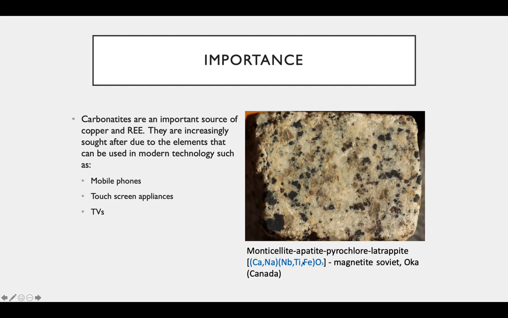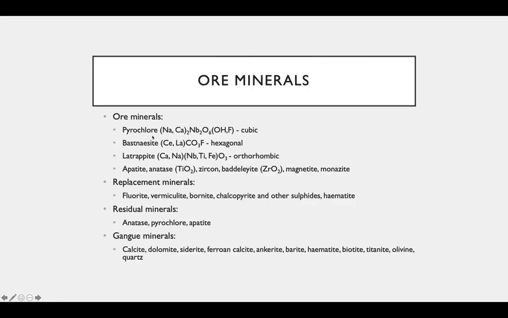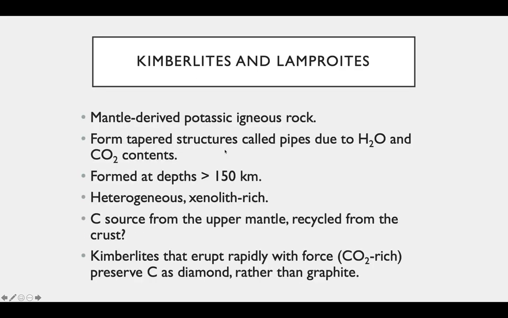In this example, we have monticellite with apatite, pyrochlore and latrappite, and latrappite is a niobium titanium iron oxide. This one's from Oka in Canada. So, weird associations. Apatite is a phosphate mineral, remember? But these are the sort of ore minerals that we can form, and it's okay that I don't expect you to fully remember these, but pyrochlore is a sodium calcium niobium oxide.